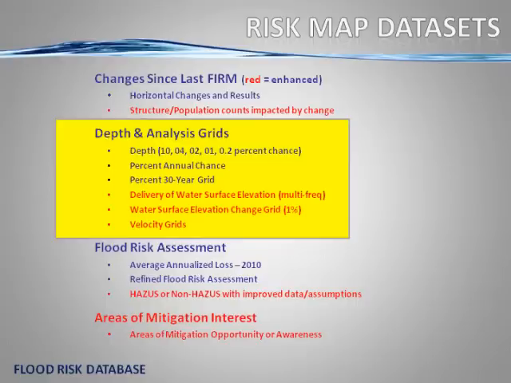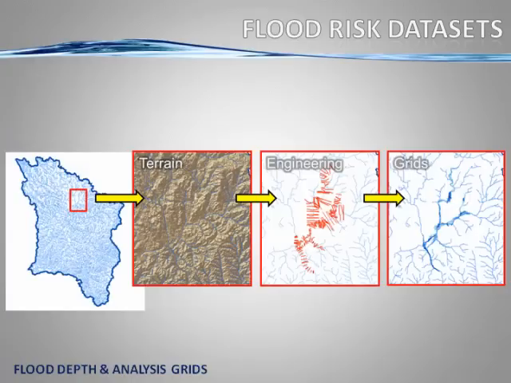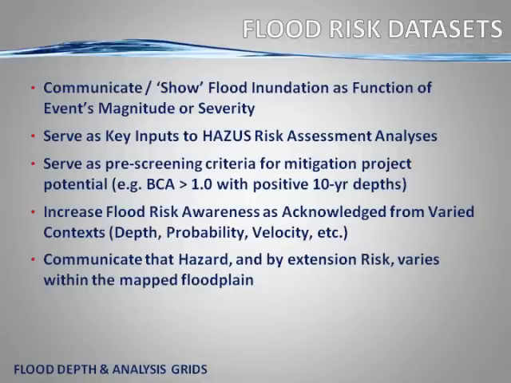Now, depth and analysis grids, this is what I've been referring to, especially in the coastal zone. These are very powerful tools. What these do, they take the hydrology of the area, the terrain, the engineering aspects, the stream cross sections, and they create stream grids across these areas to determine water surface elevation during the flooding event. They communicate and show flood inundation as a function of an event's magnitude or severity. And they serve as key inputs to hazard risk assessment analyses. And the thing that's important is they serve as the pre-screening criteria for a mitigation project.